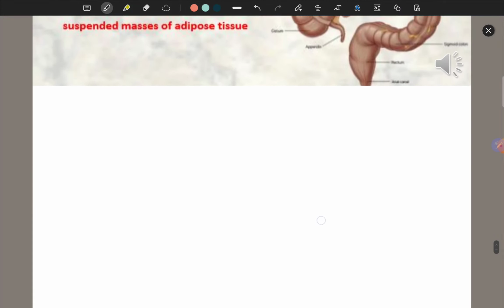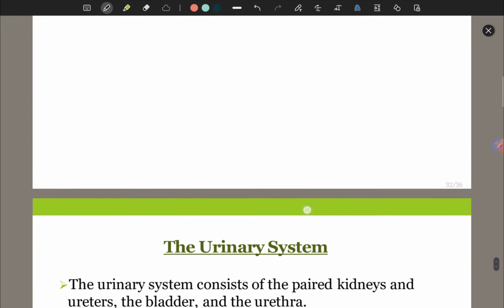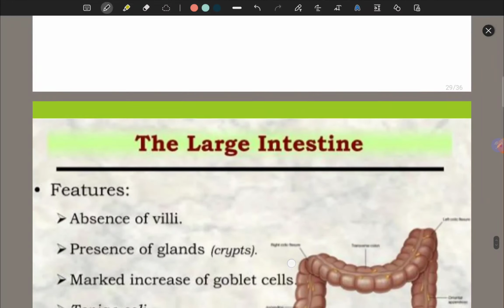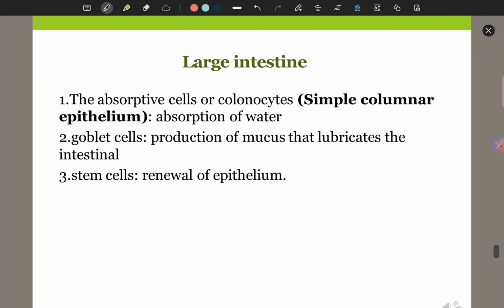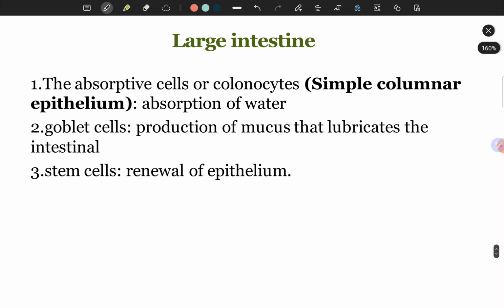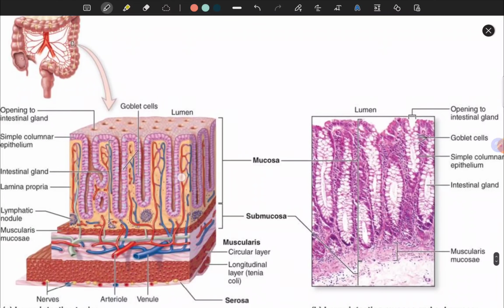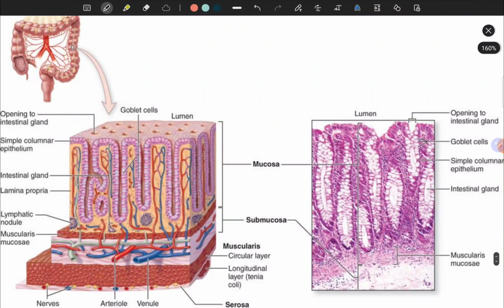Regarding the epithelium of the large intestine, again, it is a simple columnar type of epithelium. Goblet cells are abundant, and stem cells are also found in the epithelium. By the way, trust me, the diagram or any illustration is not for the examination, it's for your sake, just to understand the next histological slide.